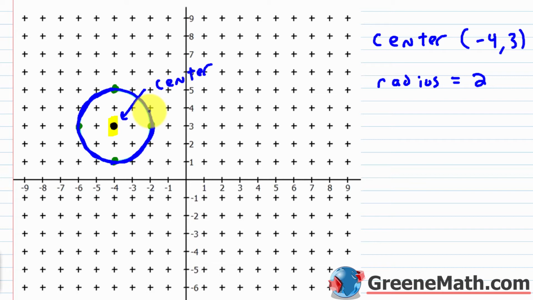Just identify the center. Usually I just make a point. And then just move up, down, to the left, and to the right by the radius. Plot those points, and then draw a smooth curve to connect those 4 points.